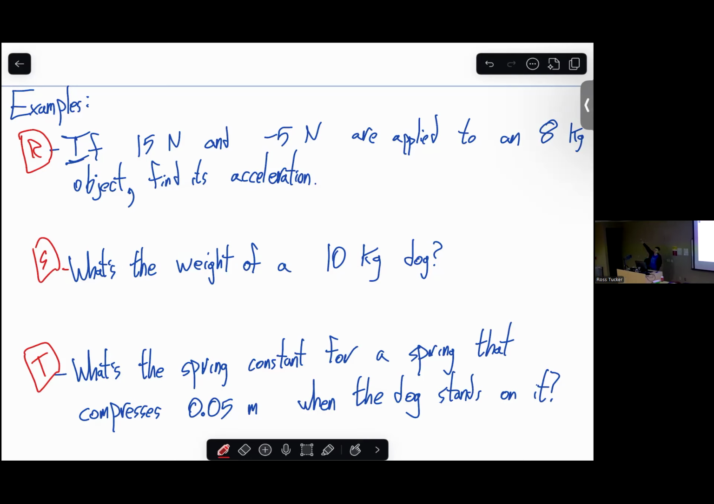Okay, numero uno. What's the physics that connects forces, masses, and accelerations? FMA! Exactly. Acceleration equals net force divided by mass. Net force in this case, 15 plus -5, is 10. Mass is 8. Acceleration is 1.25 meters per second squared.